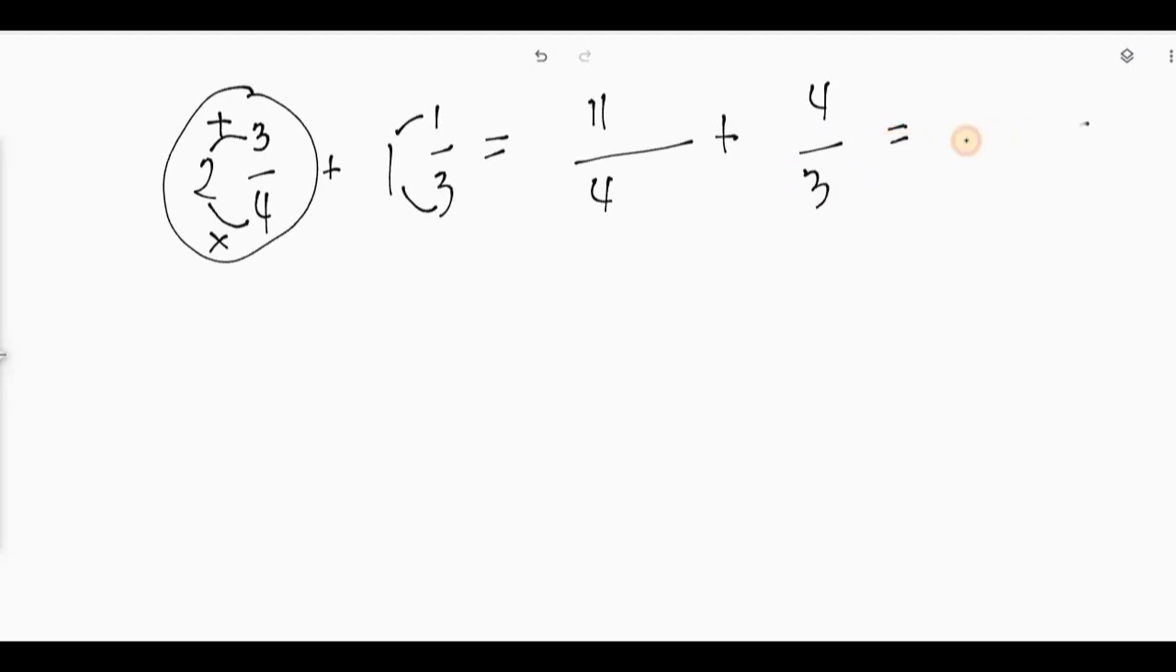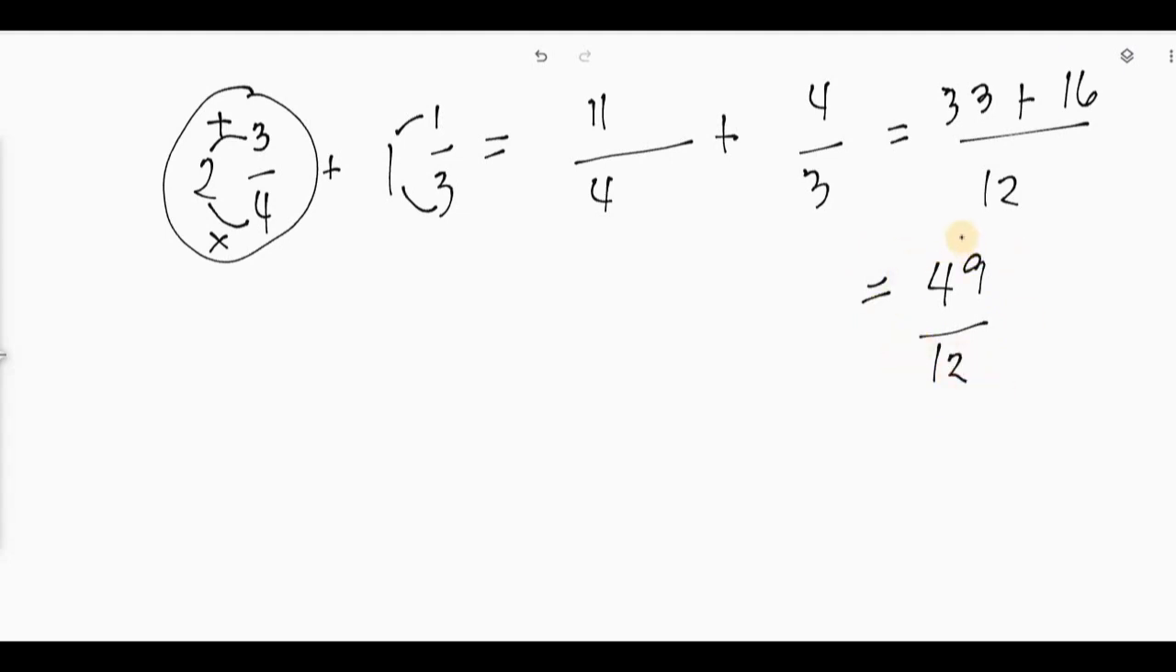Tapos, saka tayo mag-LCD. Isa lang to sa mga way. Actually, marami namang way. So, 12 divided by 4. 12 is LCD. Skip counting. So, 12 divided by 4 is 3 times 11, we have 33. Plus, 12 divided by 3 is 4 times 4 is 16. So, meron tayong 33 plus 16. Meron tayong 49 over 12.